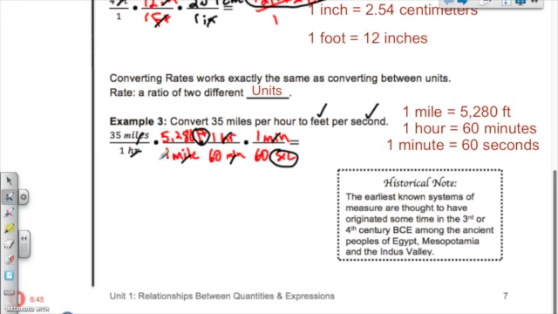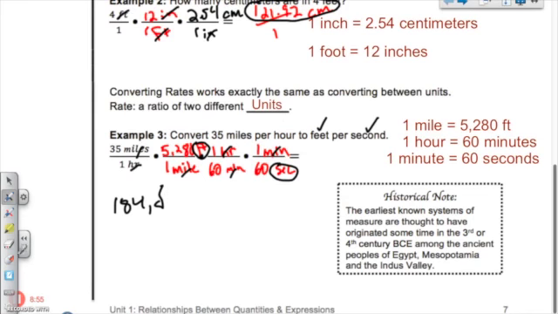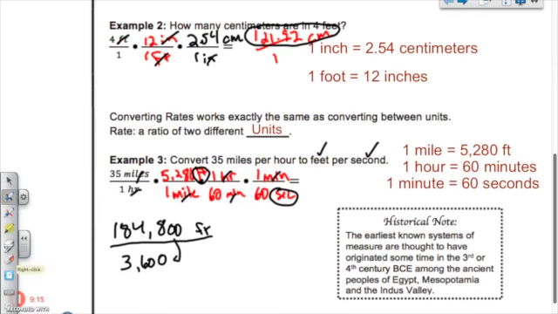35 times 5,280 times 1 gives me 184,800 feet. And then my denominator, I say 1 times 60 times 60, and that gives me 3,600, and my units are seconds.